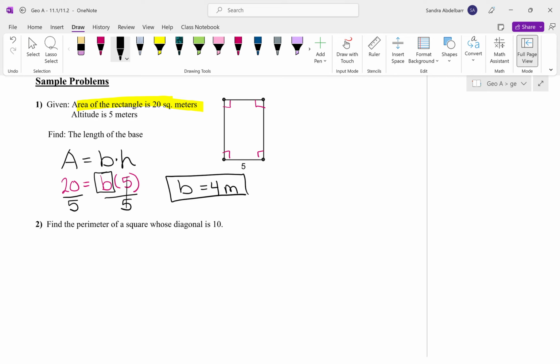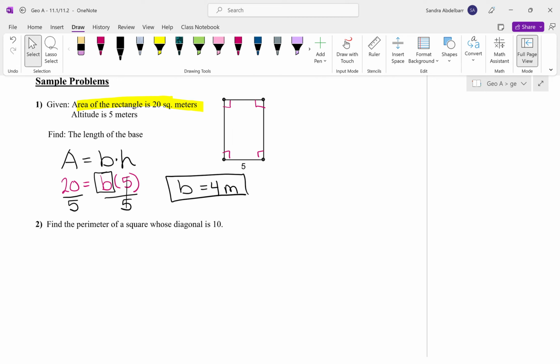Is it 4 meters squared or 4 square meters? No, why not? Why am I just saying meters and not meters squared? Maya? Good, because it's not the area, it's the length of just one of its sides.